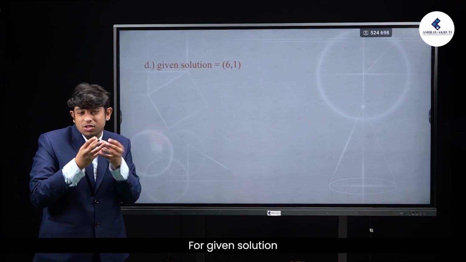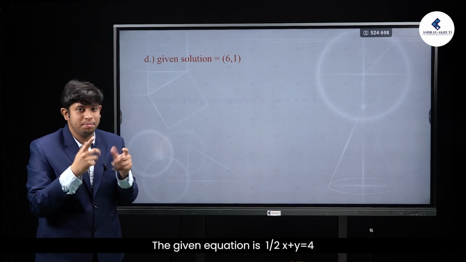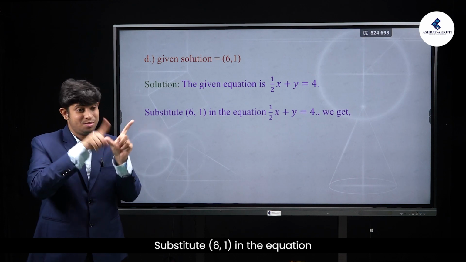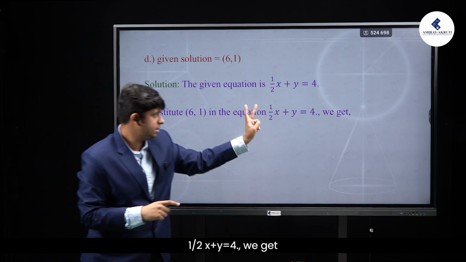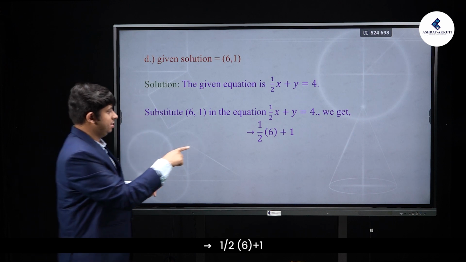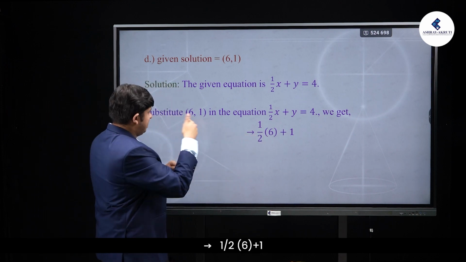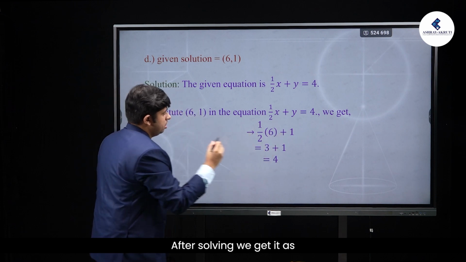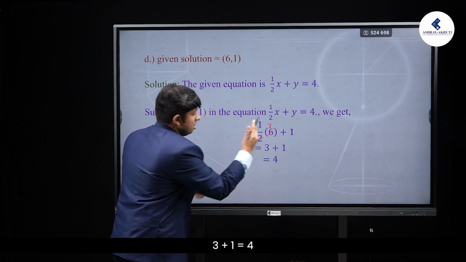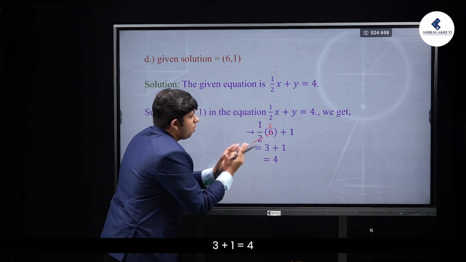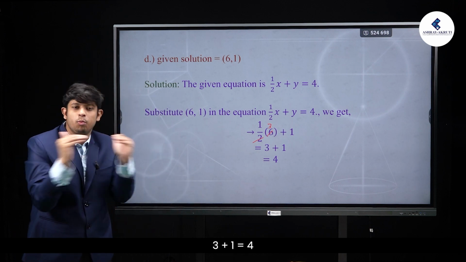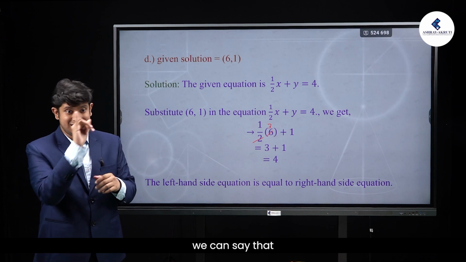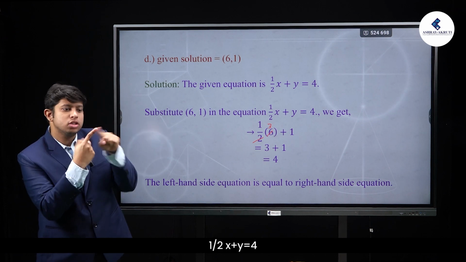For the given solution (6, 1), the given equation is 1/2 x + y = 4. Substitute (6, 1) in the equation. We get 1/2 × 6 + 1. After solving, we get 3 + 1, which is equal to 4. The left hand side is equal to the right hand side. We can say that (6, 1) is a solution of the equation 1/2 x + y = 4.